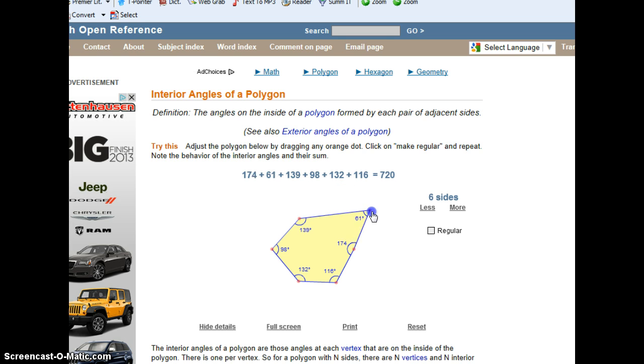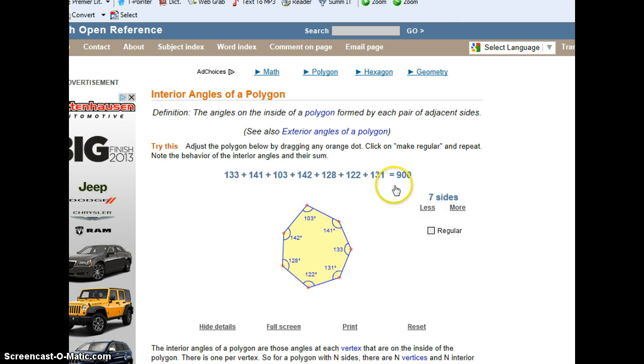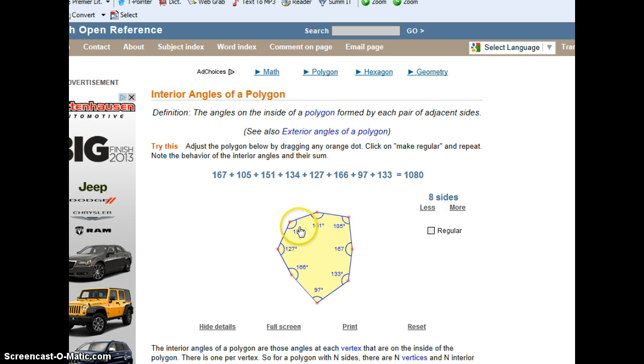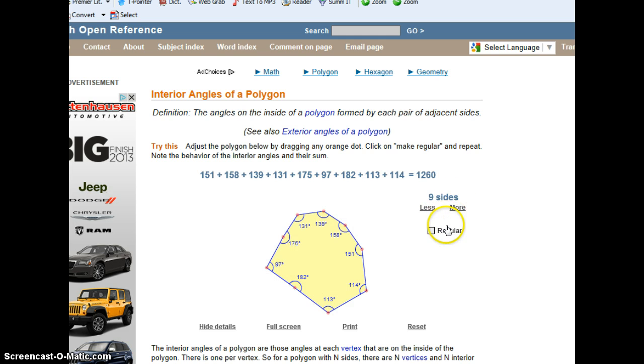So we can drag those angles around. Nothing's changing. It's still that same sum. So it seems like what we're doing every single time is we're adding the same number every time we add a side. So 720 gives me 900. And I bet the next one is going to be 180 bigger than 900, so should be 1080, and sure enough it is. And the next one would be 180 bigger. A nonagon is going to have 1260.